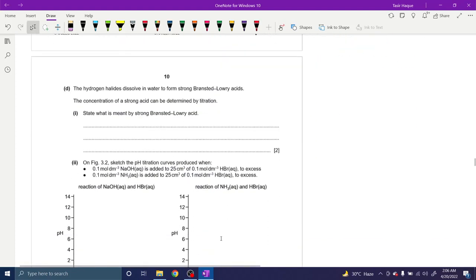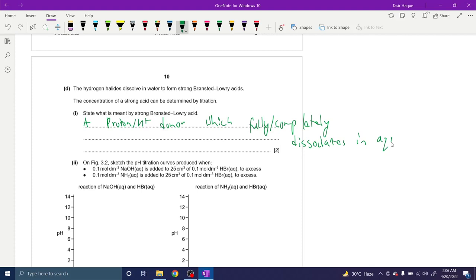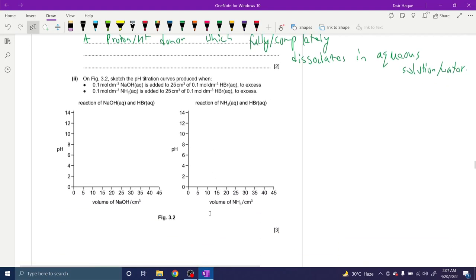The hydrogen halides dissolve in water to form strong Bronsted-Lowry acids. So what is a Bronsted-Lowry acid? Mainly, it is a proton donor. A Bronsted-Lowry acid is a proton or H plus donor. Now we need to say what strong means. So it's a proton donor which fully or completely dissociates in water or in aqueous solution. This is it mainly. Now this is also a new addition to the syllabus.